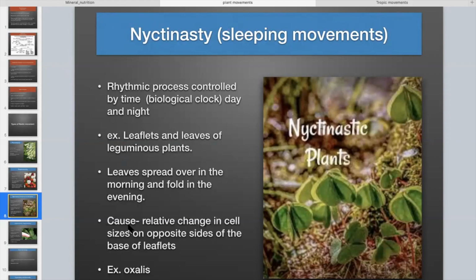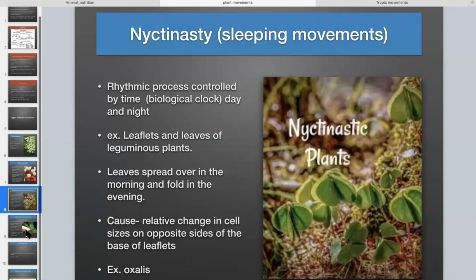Here also, the reason is the same. What are the causes? Why do such changes occur? Such changes occur due to change in the cell size of the leaflets, the cell size of the leaf base, etc. So there is a change in the size of the cell. If the size of the cell is changing, ultimately they will move. They will spread at one time and they will close at one time. This is the thing. For example, oxalis and leguminous plants, etc. This type of movement is called nyctinasty.